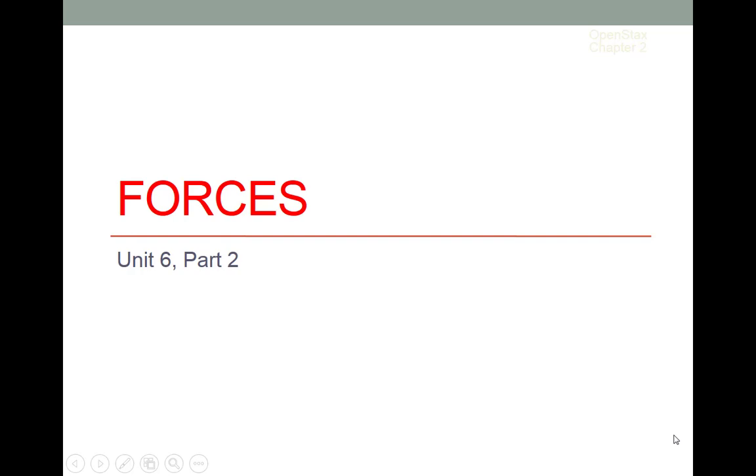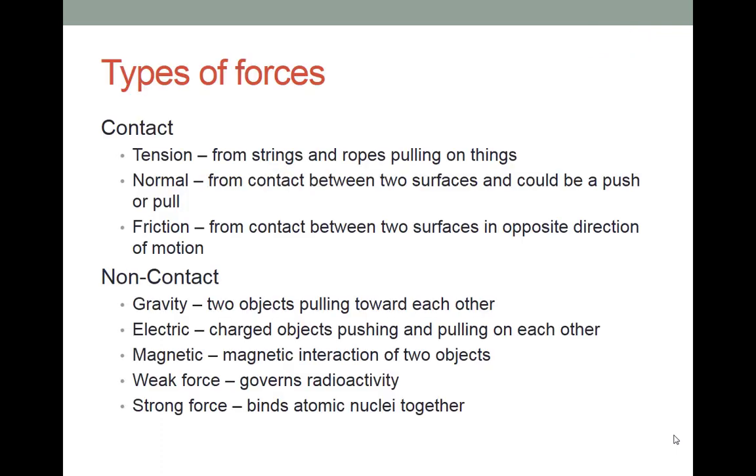Welcome to the second part of Unit 6. In this part, we're going to introduce types of forces and how we're going to label them throughout the rest of the semester. So first off, there are two types of forces. I guess I should clarify that a little bit, because we can divide forces up in a variety of different ways, and in this unit, we're going to divide it up as contact versus non-contact forces.